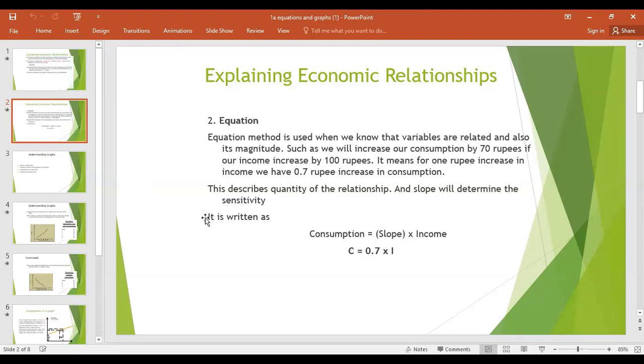So what's happening here is that because of the equation we can plan, or we can adopt or respond. So if as a consumer I want to increase my consumption, I have to increase my income. And function is also telling the same thing, but here if I want to increase my consumption by 70 rupees, I need to increase my income by 100 rupees. Clear? So now you can plan or predict.